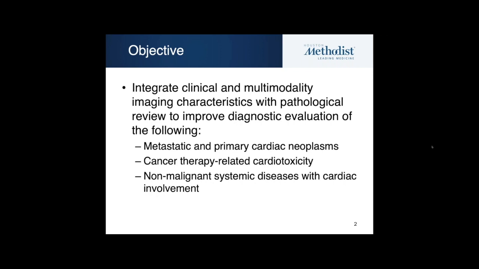Of clinical and multimodality imaging characteristics with pathological reviews to improve diagnostic evaluation of the following: both metastatic, the most common, over 60% of cases, and primary cardiac neoplasms. Cancer therapy-related cardiotoxicity and non-malignant systemic disease with cardiac involvement will be touched upon, such as amyloidosis, carcinoid heart.